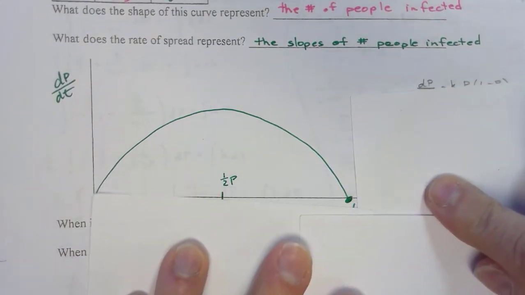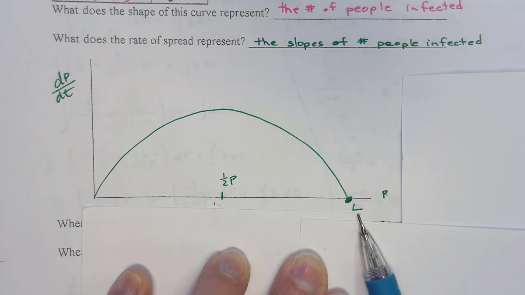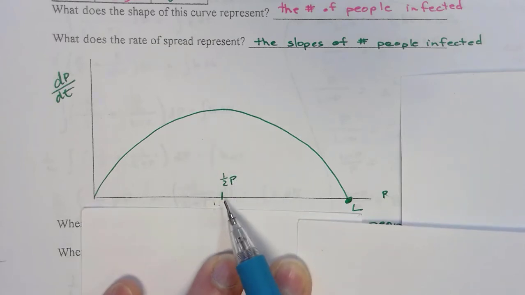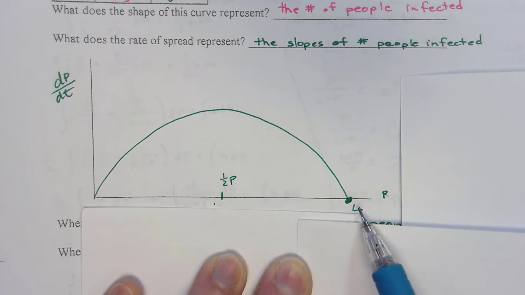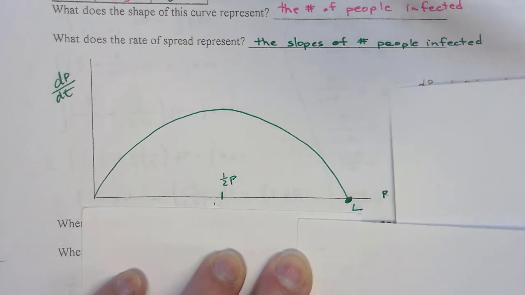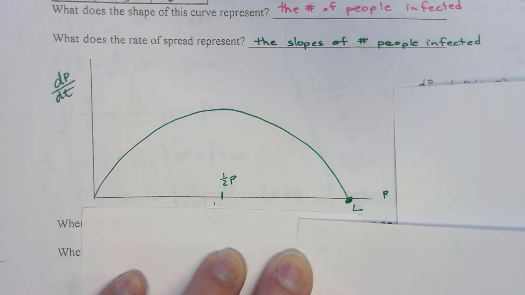And here's my population. Now, I only had 35 people in my class, so the total number of people that could get it was 35. Notice that my highest rate of spread happens halfway in my population, when half the population has it. If I go up here, look at that, 19. That's a little more than half, but we're modeling a situation, so that's pretty close.